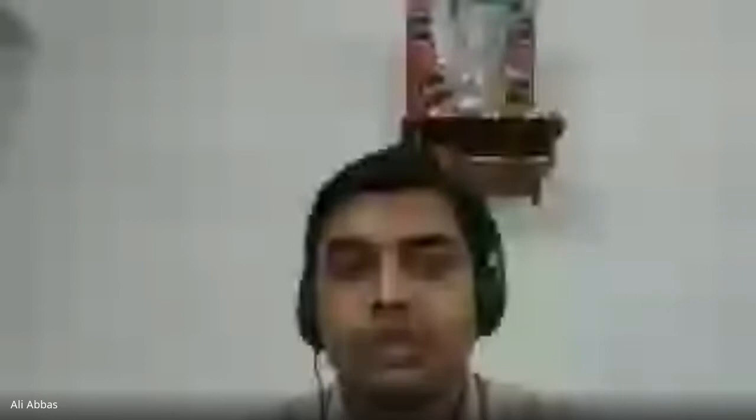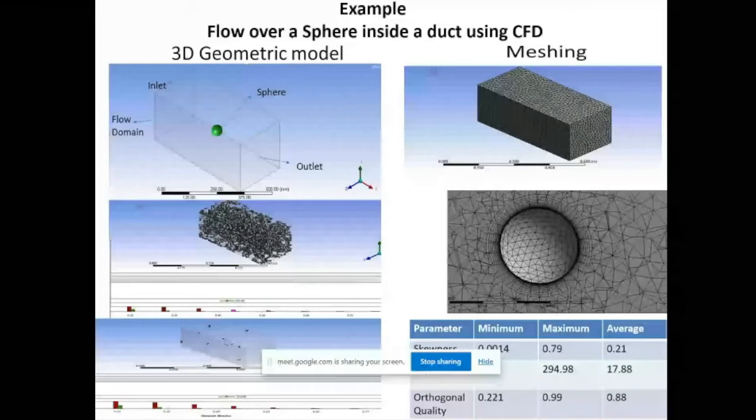Now, before going into the hydroturbines details, first I would like to show you an example of how we plan the CFD strategy. One thing here I have, you can see there is an example where there is a rectangular channel and one sphere is put at the center.